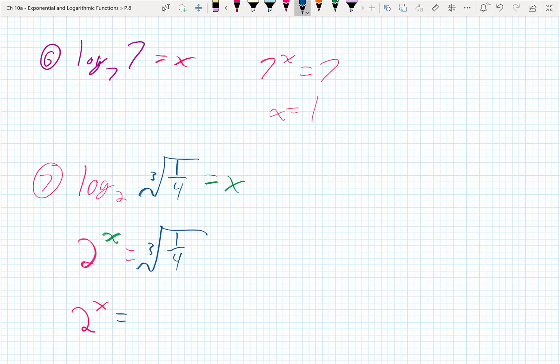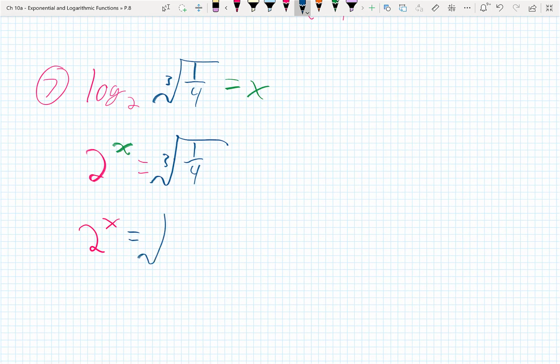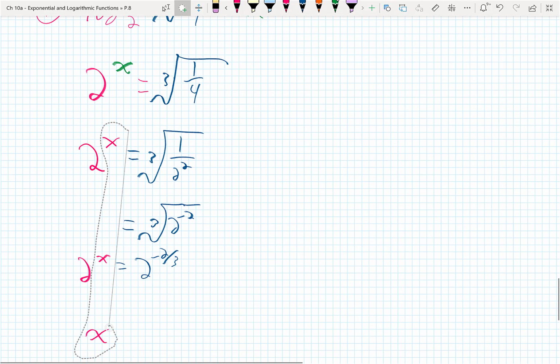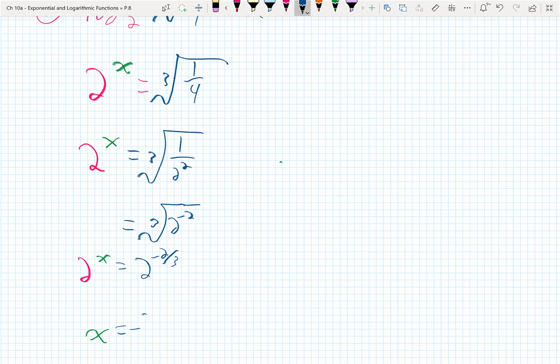Equals, let's convert this now to a base of 2. 1 over 2 squared, cubed root of 2 to the negative 2. And this would be 2 to the negative 2/3. Which means that, what is x? And I'm going to change all these x's to green so my process can match.